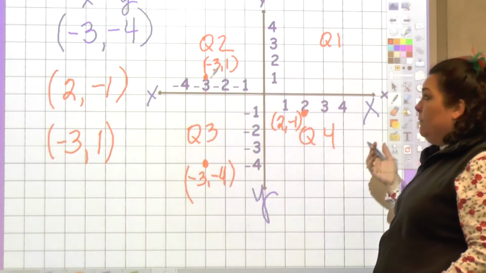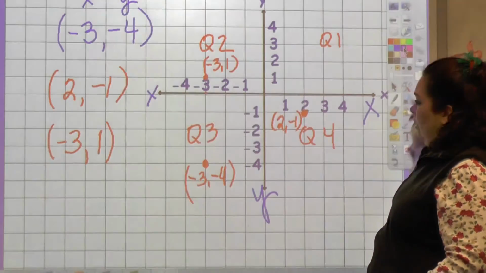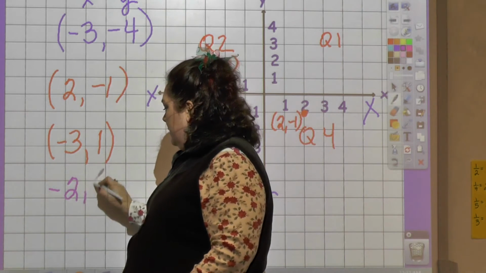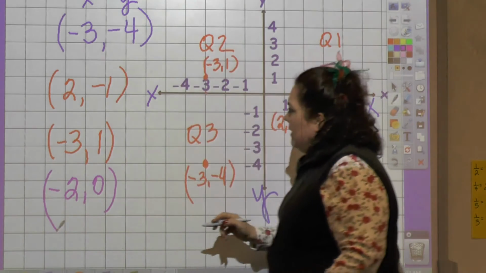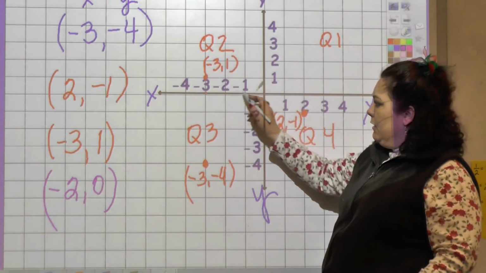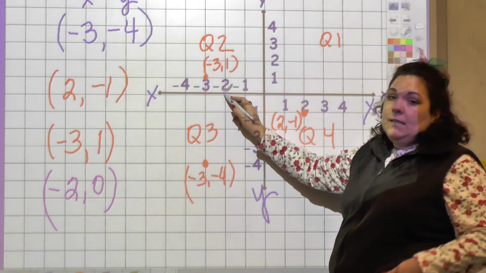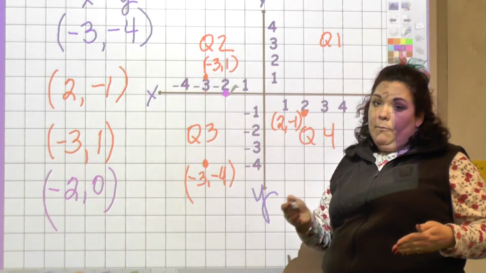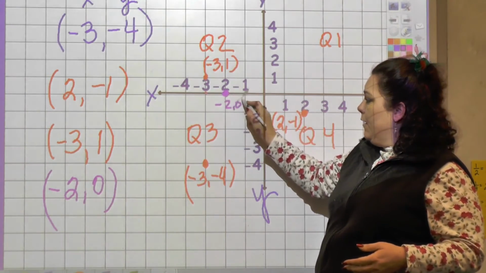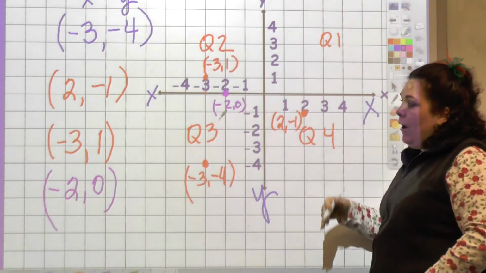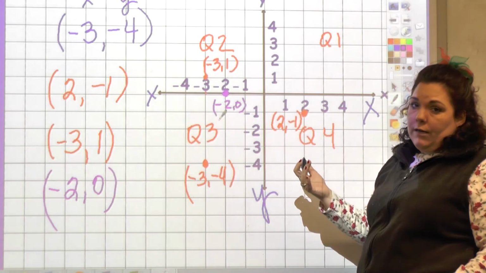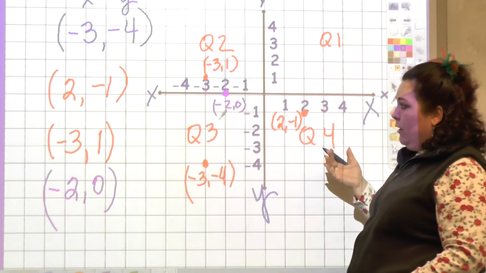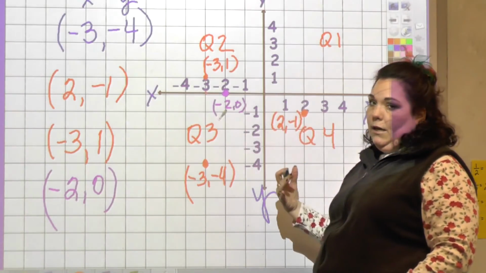Now the ones that get tricky for me are the ones that are on 0. So if I had -2, 0, okay? That means I go -2 is my x still, -2. Now 0 means I go neither up nor down, so I stay right there. And so that's my point, -2, 0. And that's on a line, it's not in a quadrant. Whenever it's on the line going through the origin, it's not going to be in a quadrant, because you can say between 2 and 3, but it's not in one of those.